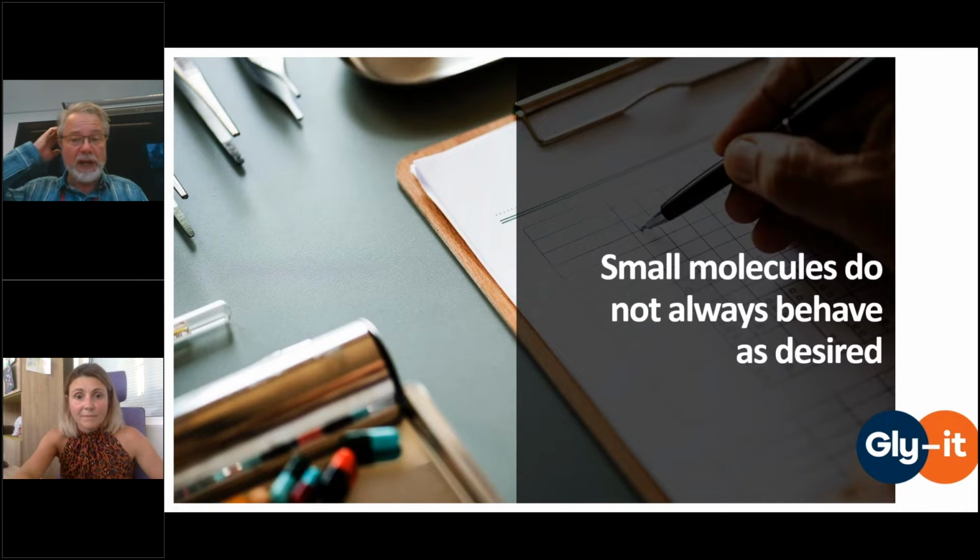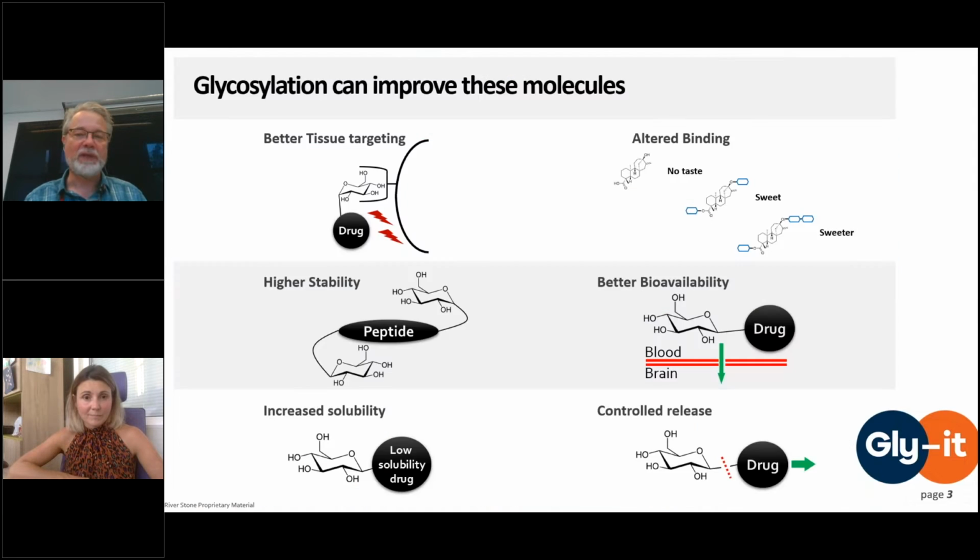Now, small molecules, I guess you all know, do not always behave like we want them to. There are different ways to improve on that, but one is glycosylation. Let me start, on this slide, by telling you a little bit about how you can improve small molecules by glycosylation. Maybe some of you know all of this, but then bear with me.